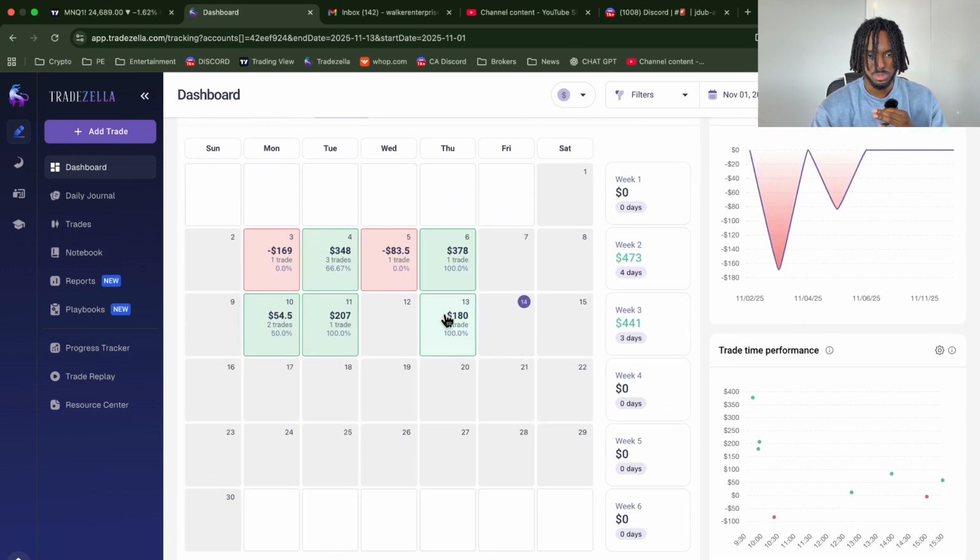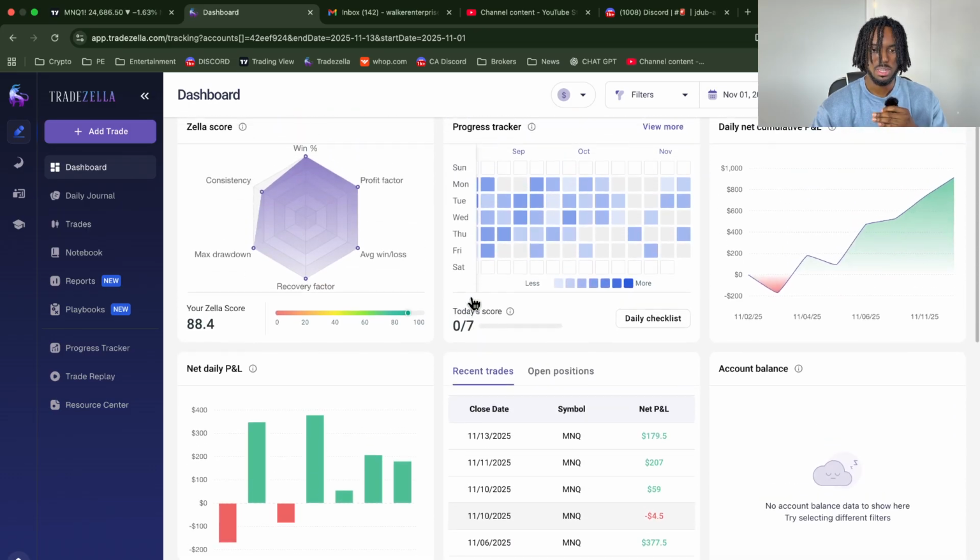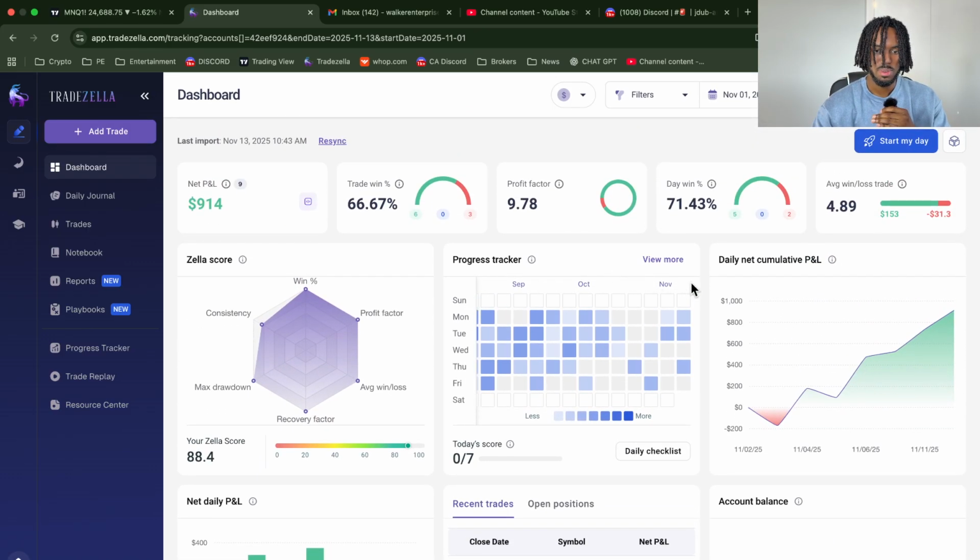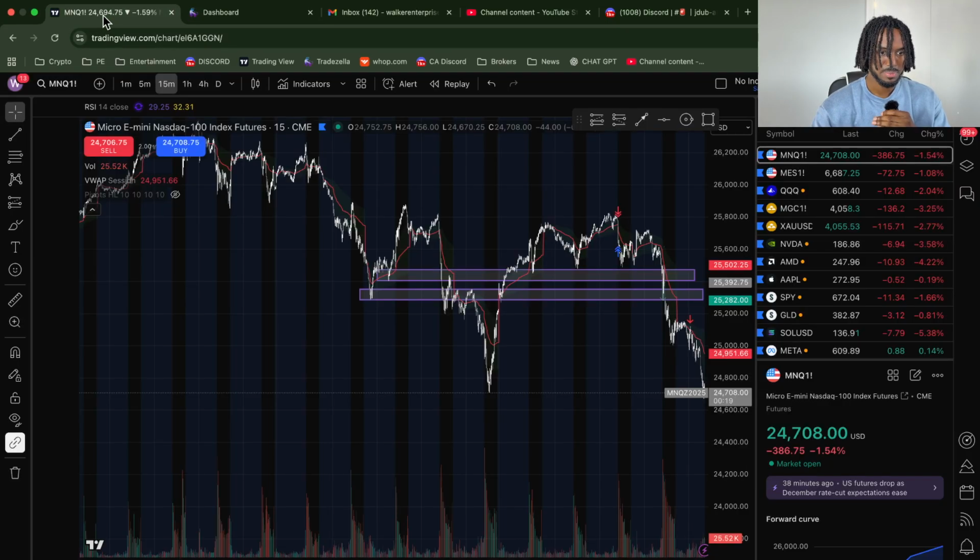I made just under 200 bucks yesterday, and I'm consistently making $100 to $200 a day, $300, things in that range, right? Not really unattainable for you guys. You get a regular job, you can put $2,000 into your account, and you can start making $100 to $200 consistently every single day.